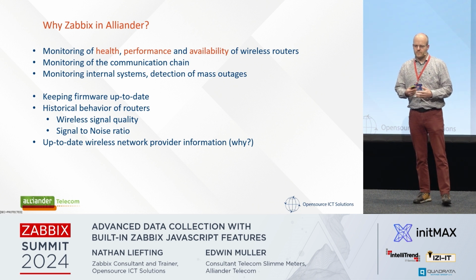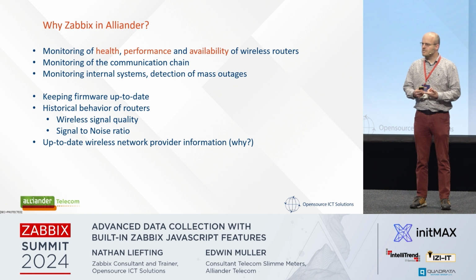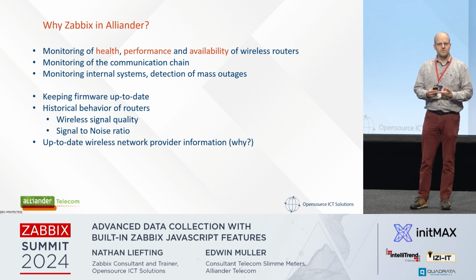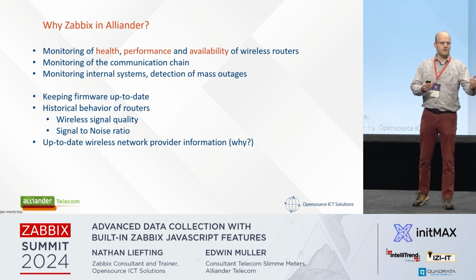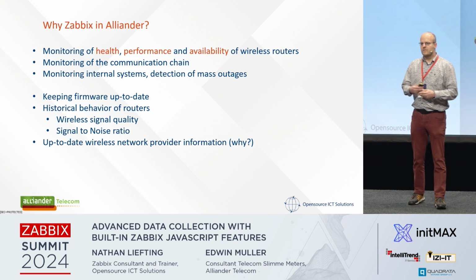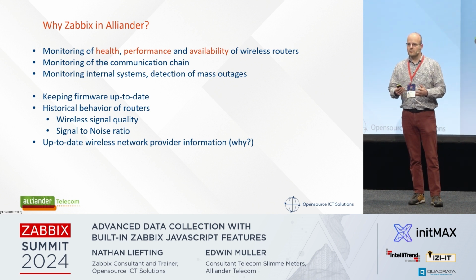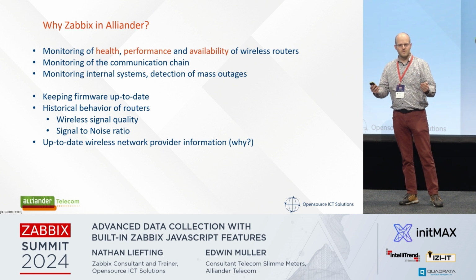So why? Health, performance, and availability. It's not obvious that a network is always available. There will be outages, there's bad coverage. Next to a base station you will have good coverage, but the farther you come away, the harder it is to get your data. We don't only monitor our routers, but also the chain. There's a readout system, and there's hardware, and there are APNs, VPNs, the whole chain we want to measure.